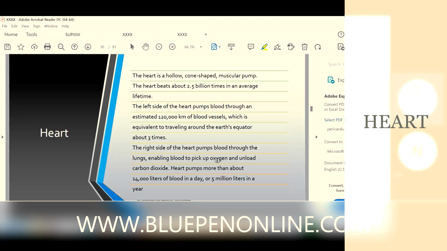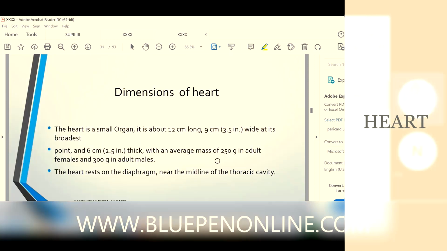Understood, Nirisha? Yes, ma'am. Next, about the dimensions of the heart. As you know, it is a small organ, 12 centimeters long, 3.5 inches or 9 centimeters wide at its broadest, and 2.5 inches or 6 centimeters thick, and 250 grams in the case of female, and 300 grams in the case of male.